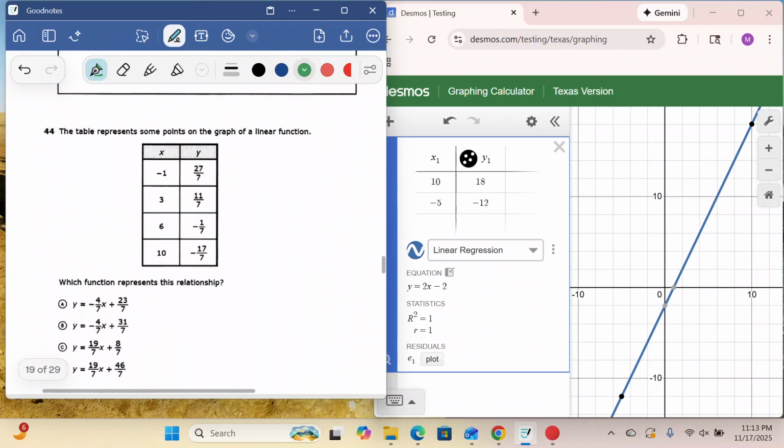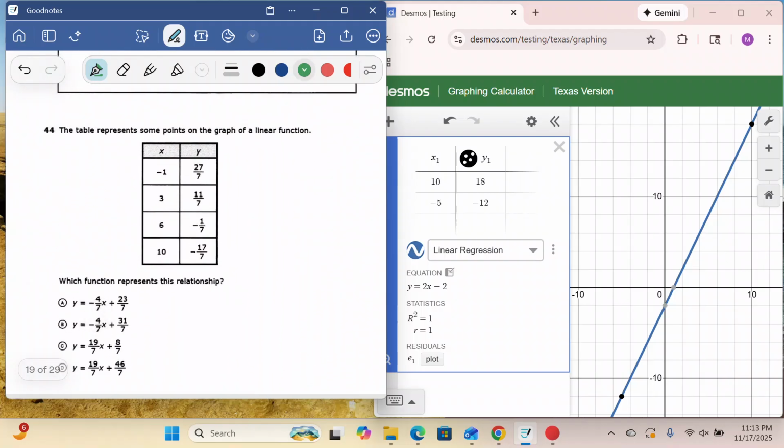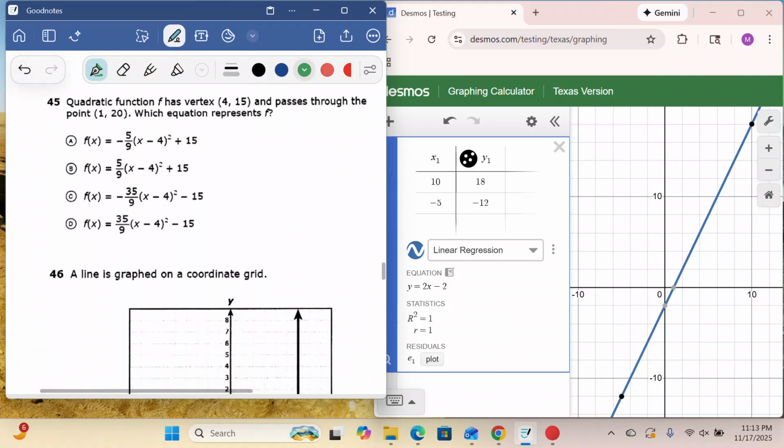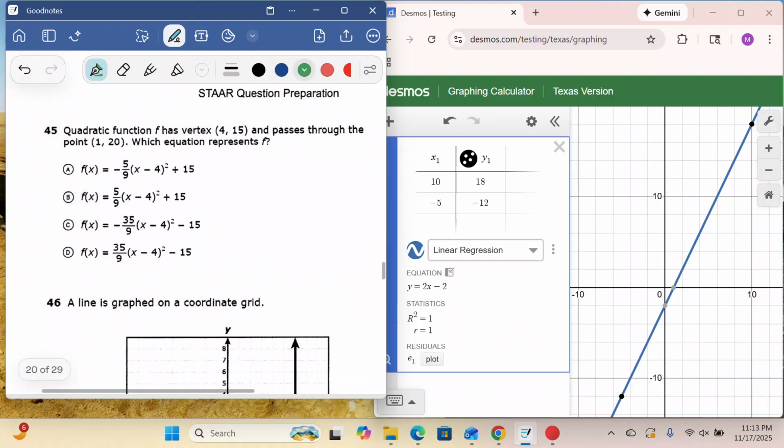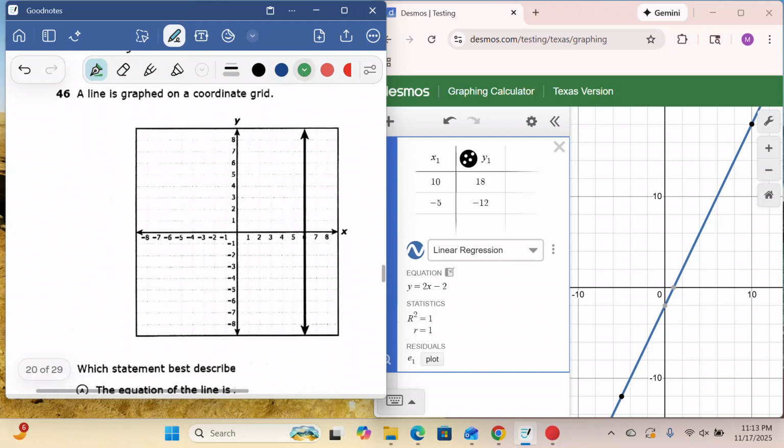If we look at this one, it is going to be very similar. You're just going to input that one into Desmos on 44. If you want to try it, you can go right ahead. This one is very similar. You input it into Desmos. You make sure the criteria matches, and you find out which one's the right one.